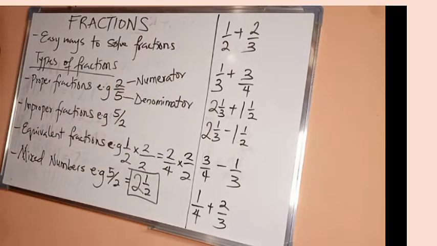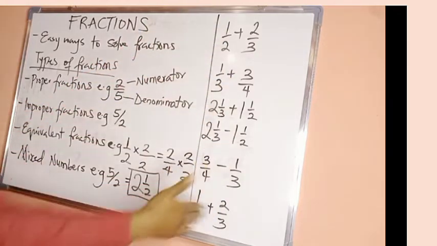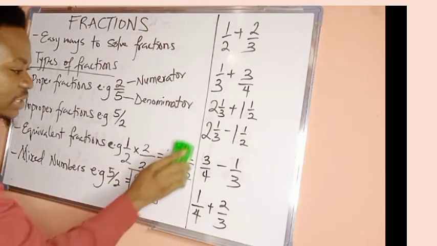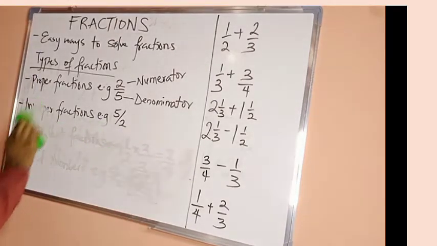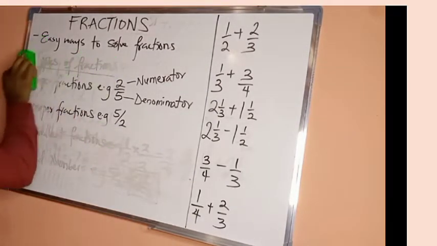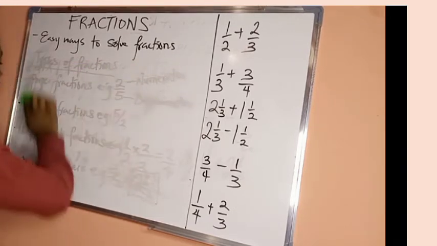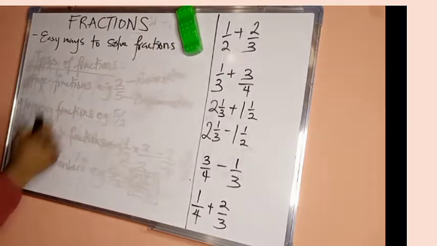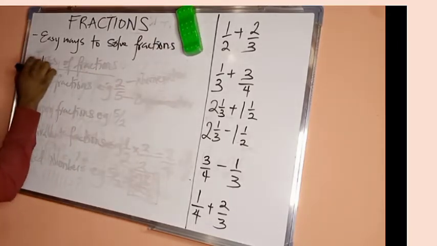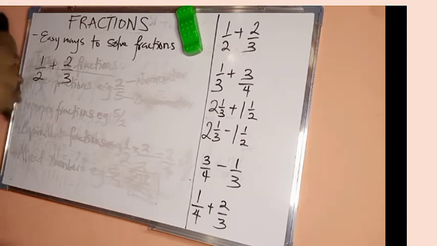Okay, let's move on to the real deal of today. These questions here, we're just going to solve with an easy pattern. Easy way of solving those fractions. All right, let's solve the first one. We have 1 half plus 2 thirds, or we can say 1 over 2 plus 2 over 3.